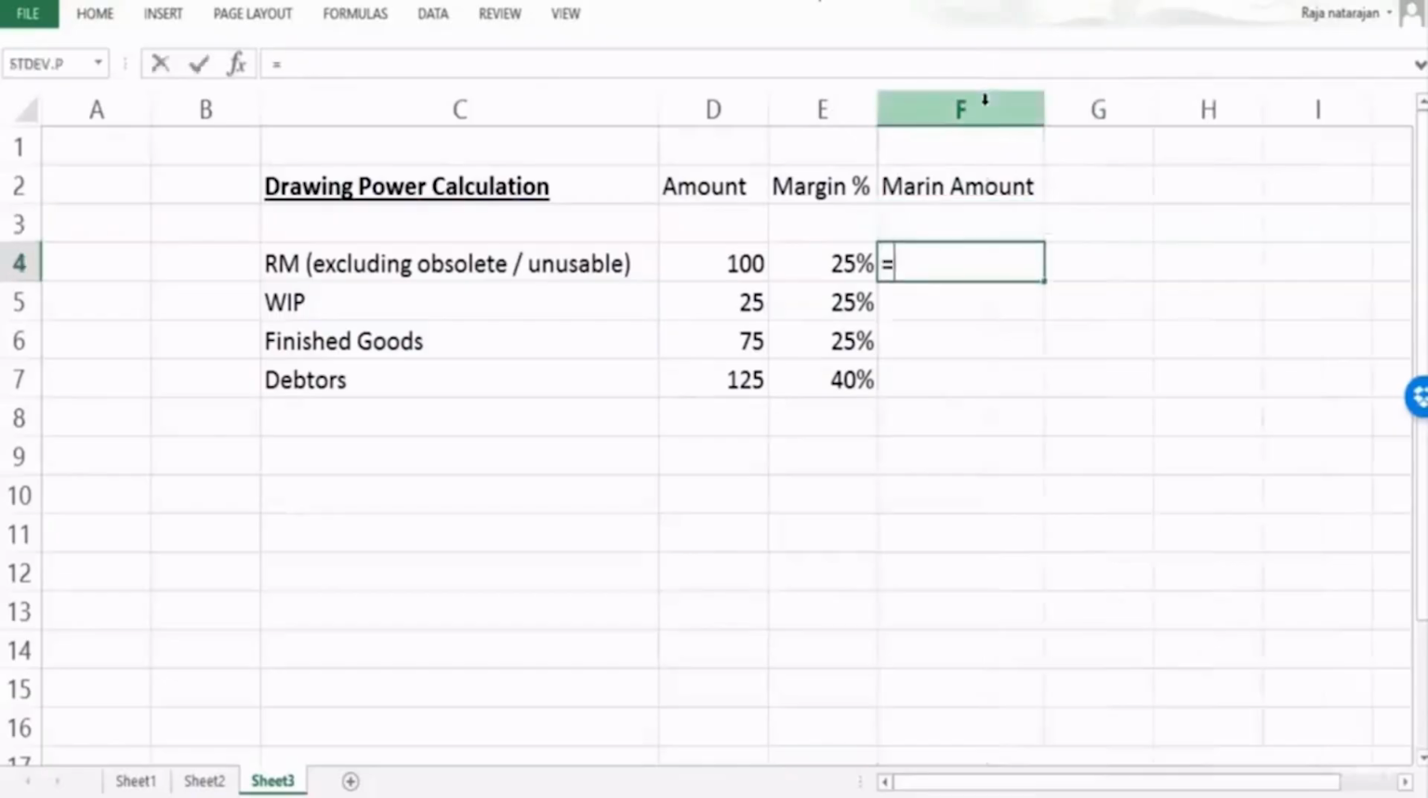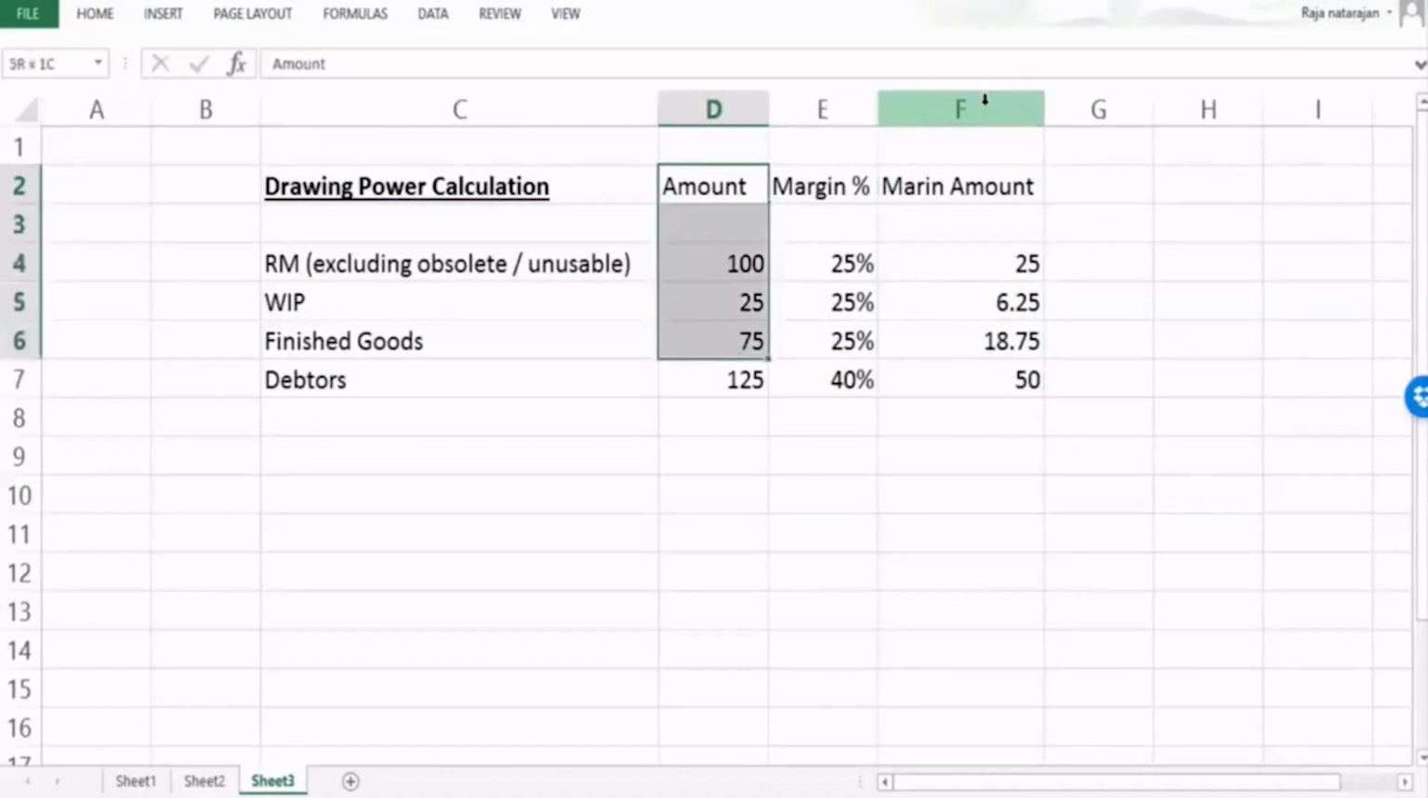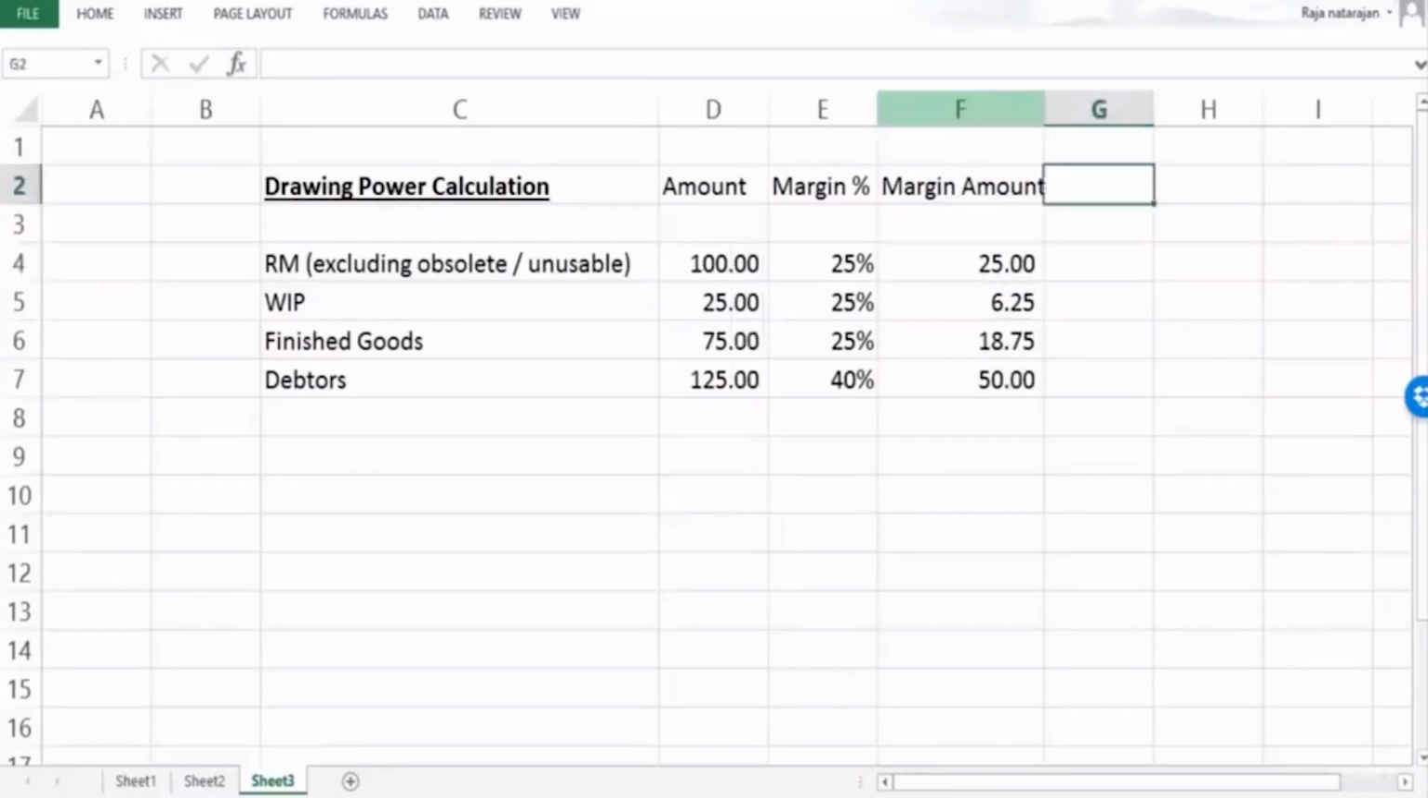Okay, margin amount. So how it has been done? It's 100 multiplied by 25%, 25, then 25 into 25%, 6.25, 75 into 25%, 18.75, 125 into 40%, it's 50. Now from this amount, if we deduct this margin amount, let me just correct this. If we deduct this margin amount, what we get is going to be advance value. So let me capture that here. Advance value. Advance value is nothing but this amount minus margin.